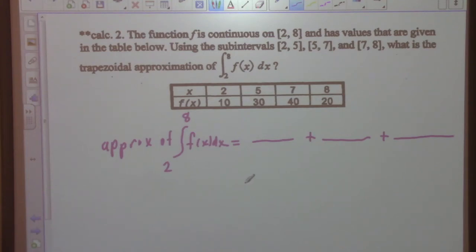Okay, what do we get for this? I know what I got. So we're going to go like this, right? And what's going to be the height of these trapezoids? What's our height of the first one? 3, 2, 1.